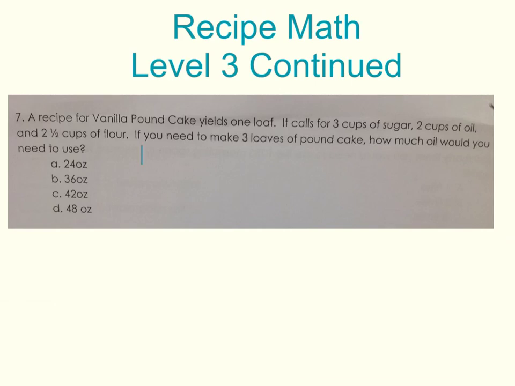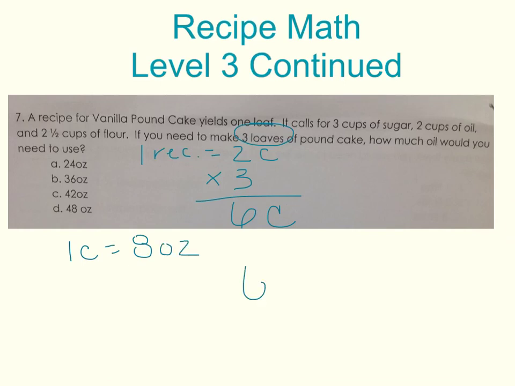Well, 1 recipe needs 2 cups. We need to make the recipe 3 times. So we need to do 2 times 3, and we need 6 cups. Well, we know that 1 cup is 8 ounces. So we need to do 6 cups times 8 ounces, and we get 48 ounces. So our answer is D.